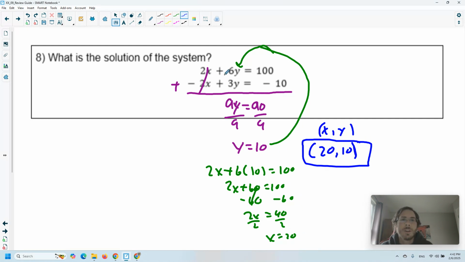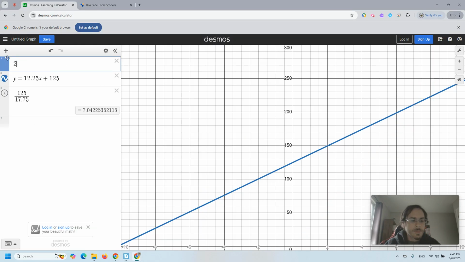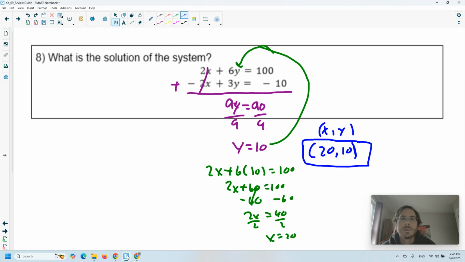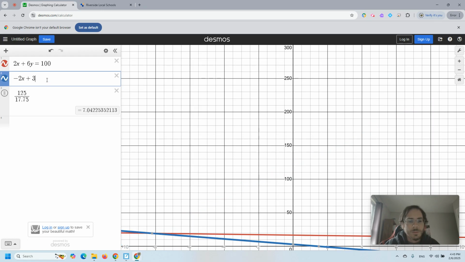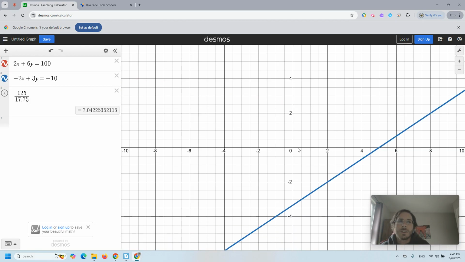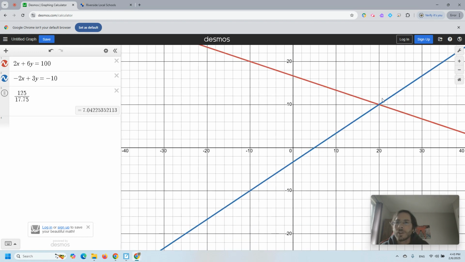Now, if you want to solve it with a graph, not too bad. 2x plus 6y equals 100. And then down here, negative 2x and 3y equals negative 10. All right, we'll go back home again. Again, I don't even see the red line. I'm going to use the zoom out because I know I'm pretty close to 10. So if I zoom out twice, I get 20, 10.